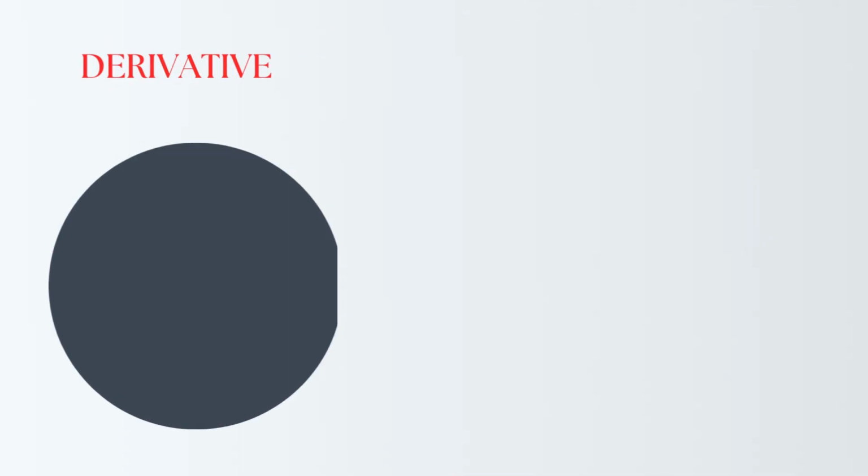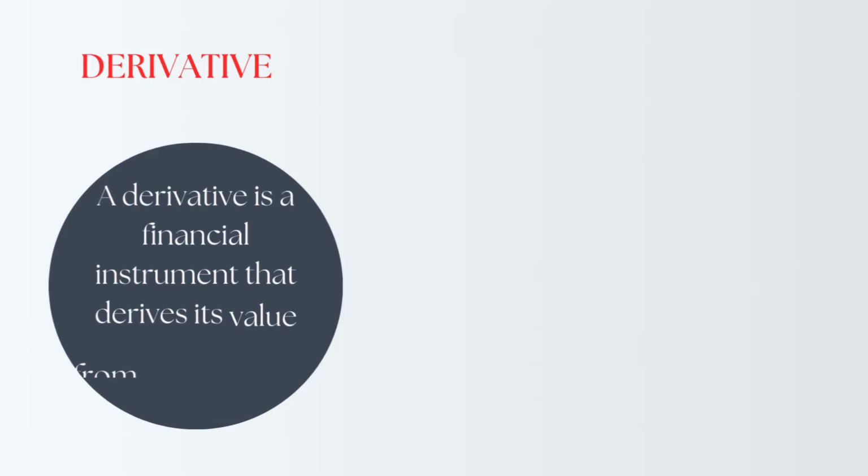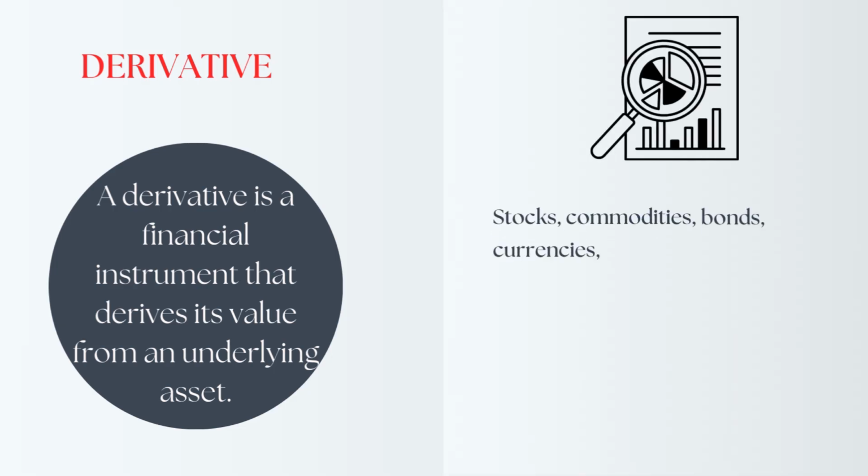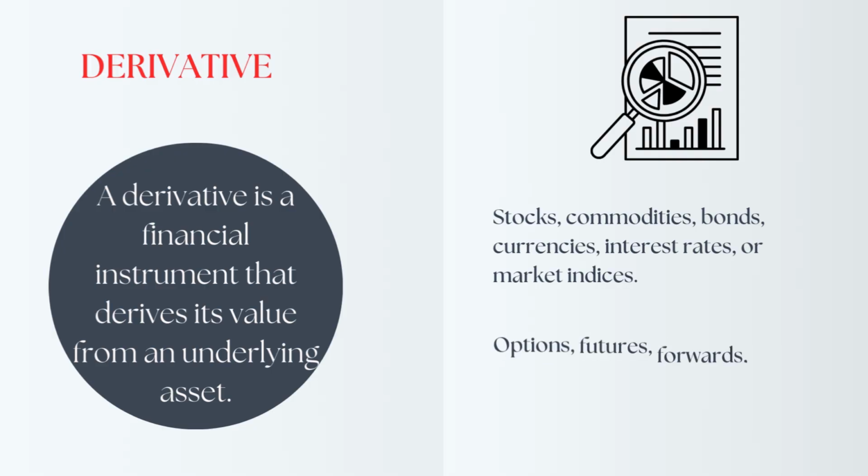Derivative. A derivative is a financial instrument that derives its value from an underlying asset. Common underlying assets include stocks, commodities, bonds, currencies, interest rates, or market indices. The main types of derivatives are options, futures, forwards, and swaps. They are widely used for hedging risk and managing exposure to price fluctuations.